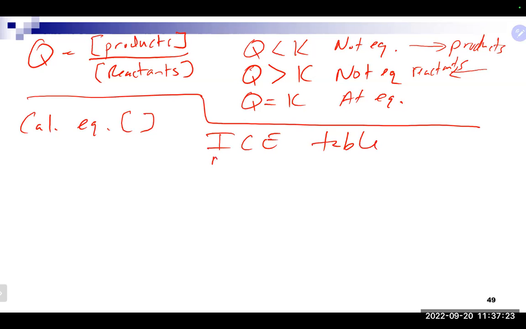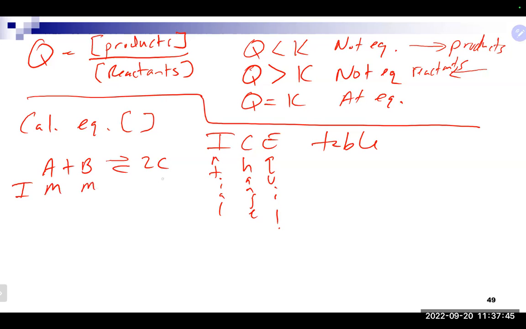Remember that we use an ICE table to do this. ICE meaning, again, initial, change, and equilibrium. How we do an ICE table is we typically take the equation and our initial concentrations. A lot of times you're not given the concentration of the products. That was supposed to be a zero, so you can assume that you have zero there to start with for the product side if you're not given anything.